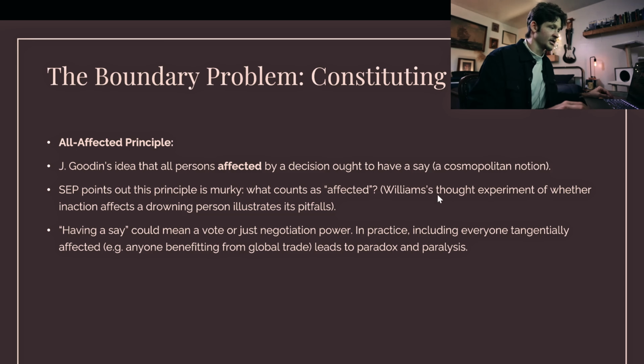What counts as affected? Williams' thought experiment of whether inaction affects a drowning person illustrates its pitfalls. Having a say could mean a vote or just negotiation power. In practice, including everyone tangentially affected, e.g. anyone benefiting from global trade, leads to paradox and paralysis.